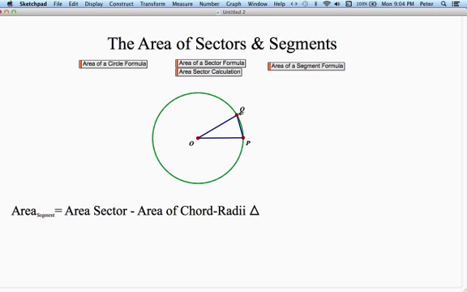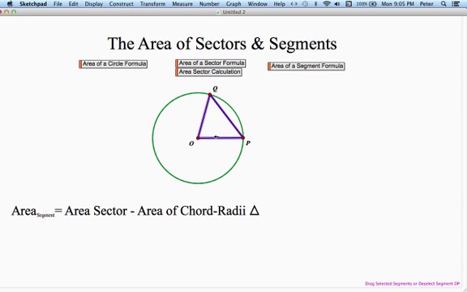A segment is a region that is bounded by a chord and the arc. So imagine the sector that we just talked about, sector QOP, which would be bounded by this arc and the two radii, is a piece of pizza. The segment is kind of like the crust on the pizza. So in order to find its area, we find the area of the sector, and then take away the area of this triangle formed by the chord and the two radii.